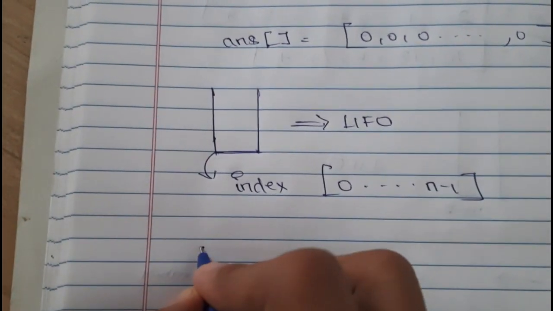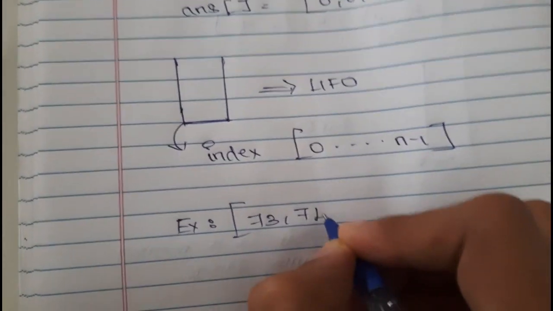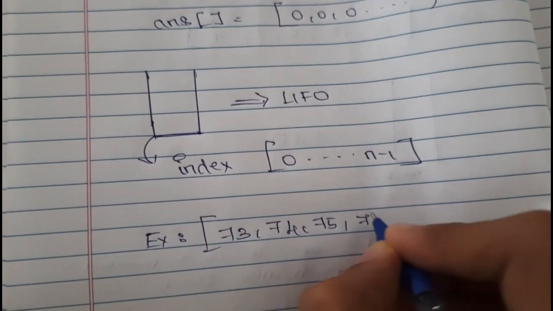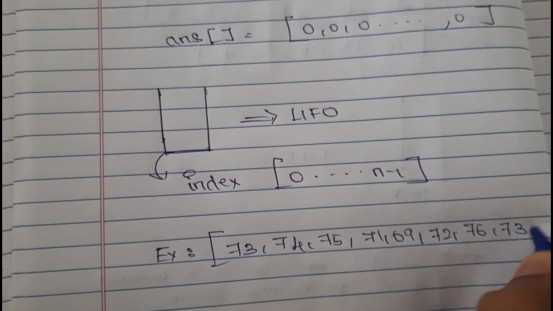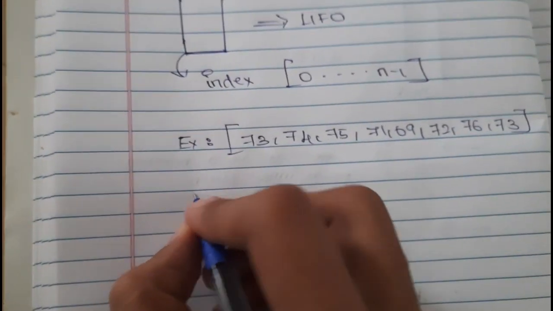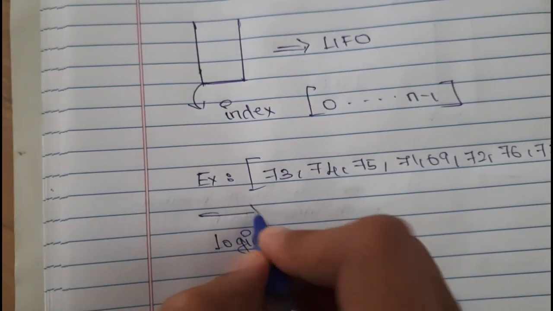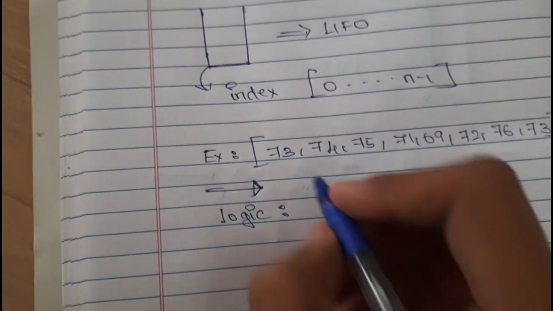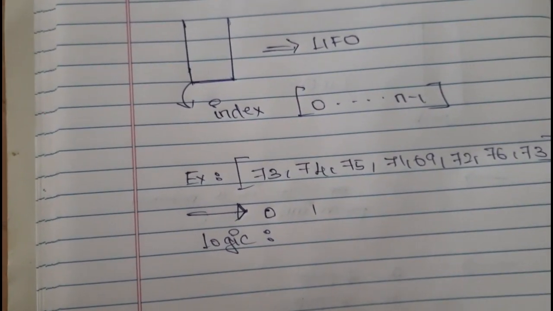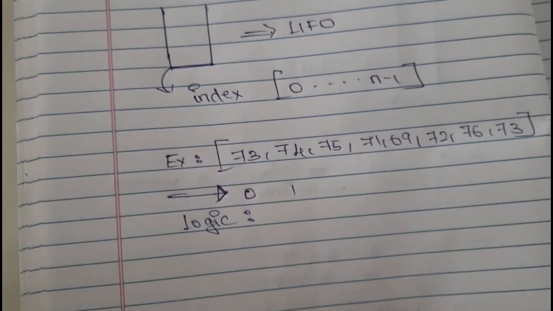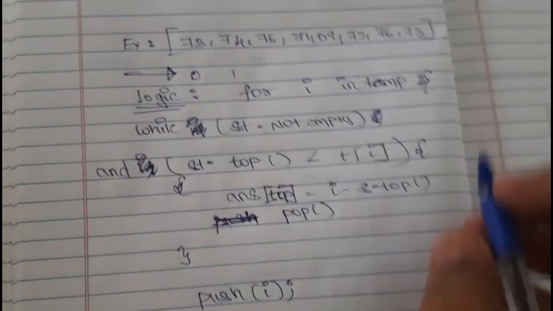And let's say we have an array of temperatures like 73, 74, 75, 71, 69, 72, 76 and 73. So let's look into the logic. The logic is very simple. We need to traverse the given array, and we will be pushing the element, that is the index, into the stack. Before pushing the index into the stack, we need to check a few conditions.